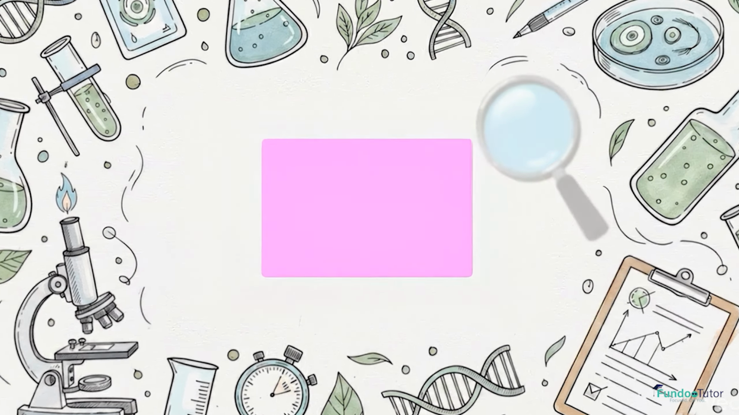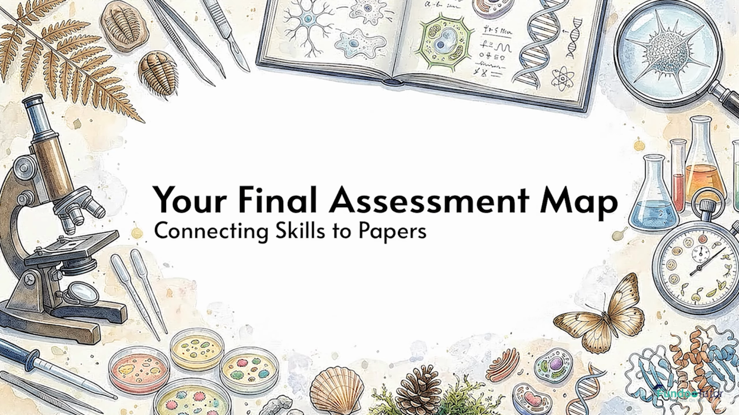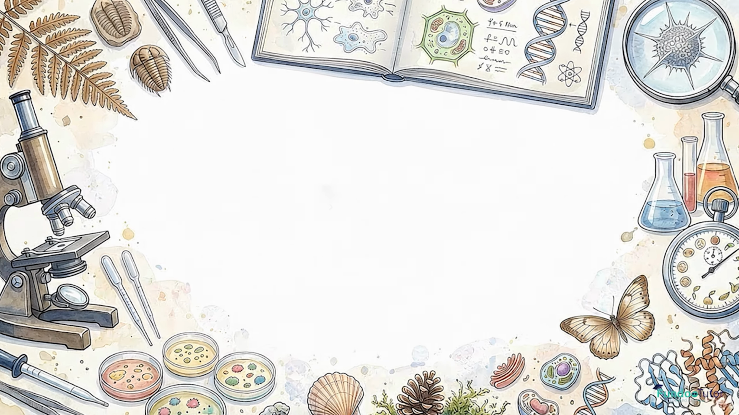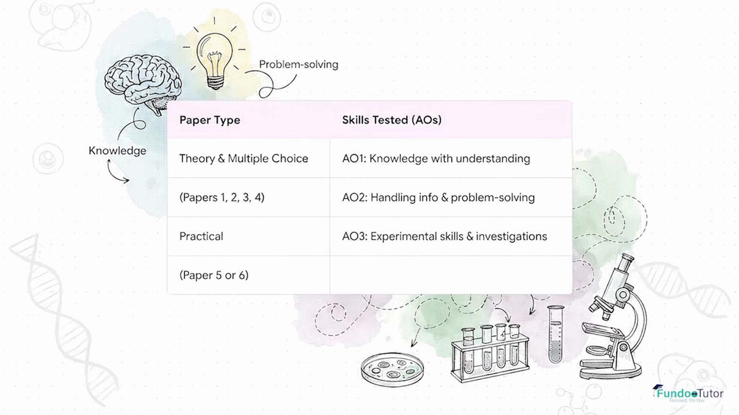Okay, it's time to bring it all home. We've looked at all the individual pieces, the paths, the papers, the skills. Now it's time to put that puzzle together and look at the final, complete assessment map. And here it is. It's actually super straightforward when you see it like this. All of your theory and multiple choice papers, so that's papers 1, 2, 3, and 4, they are designed to test your knowledge, which is AO1, and your problem-solving skills, AO2.